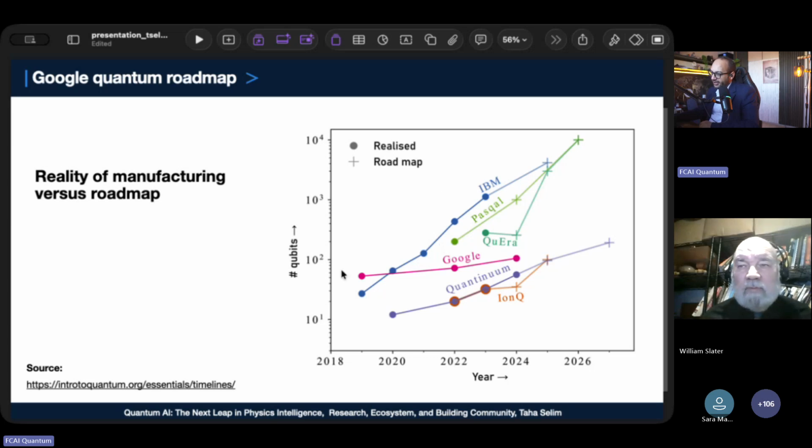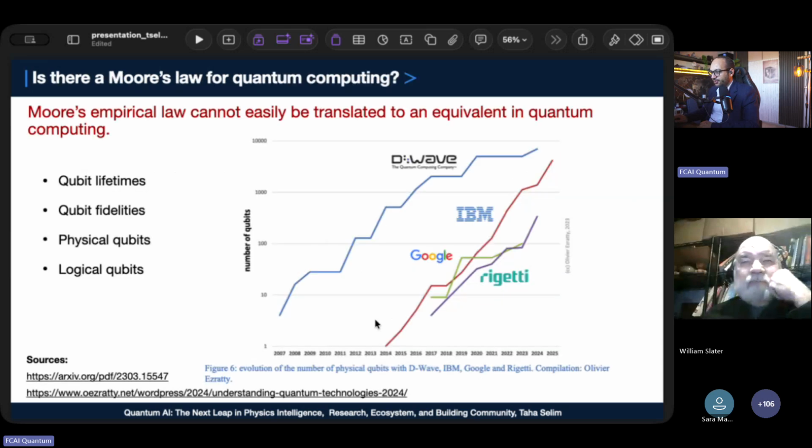And we see, for example, IBM is doing fine. Pasqal is the same. QuEra, okay, that's nice. IonQ had a bit of a dip, but of course it can catch up later, and so on.